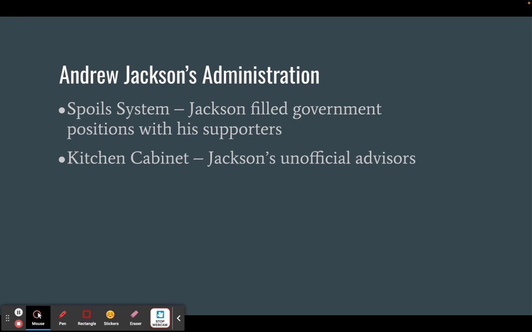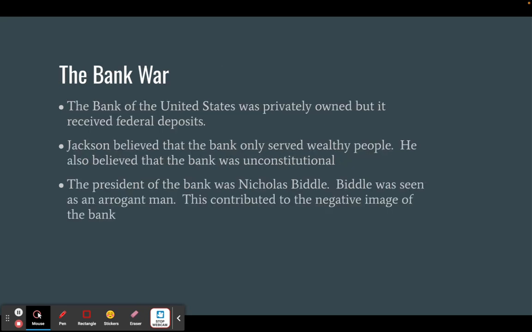We learned in the lesson about Washington about a cabinet and members that would tell the president what to do. Jackson had those people, but then he also kept his friends around. So he had what was called a kitchen cabinet. It was his unofficial advisors, the people that he just wanted to have in the room at the time.